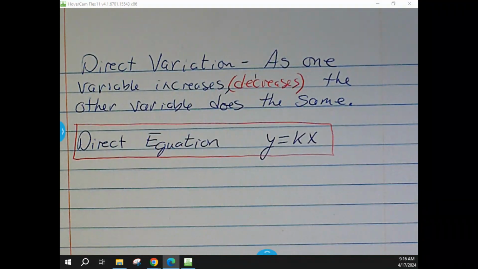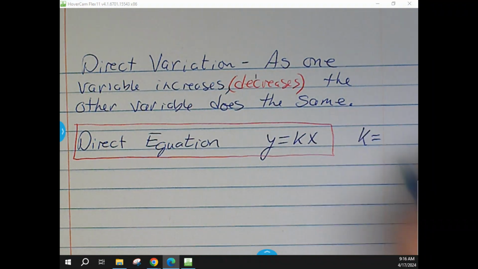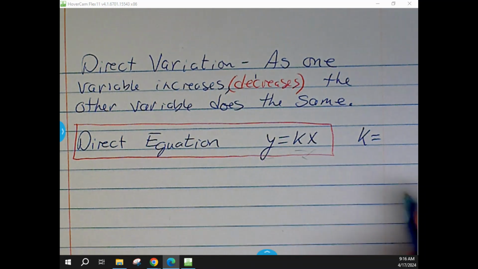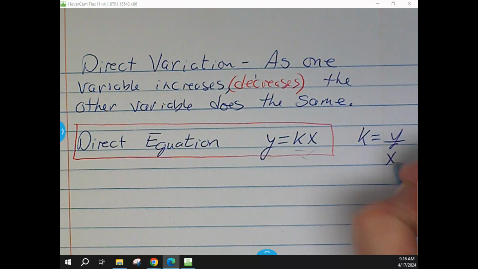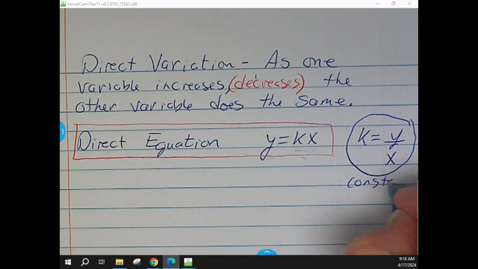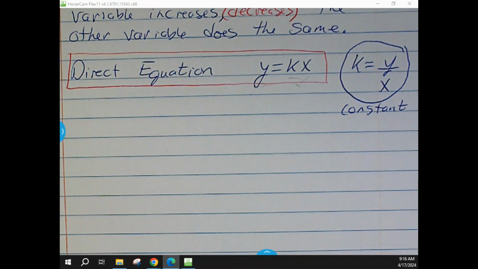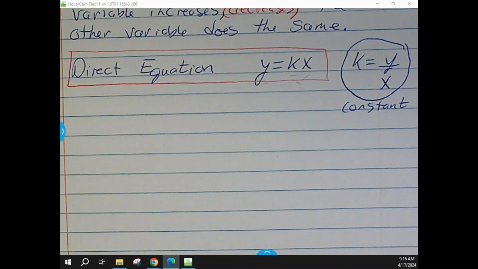If you have to find the K value, to find your constant in this case, well, if that's our equation, we would divide both sides by X. So for this one, the K value would be Y divided by X. Okay, so the equation is Y equals KX. The constant would be K equals Y over X.